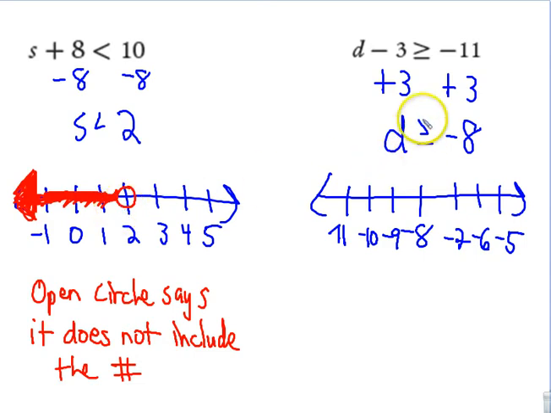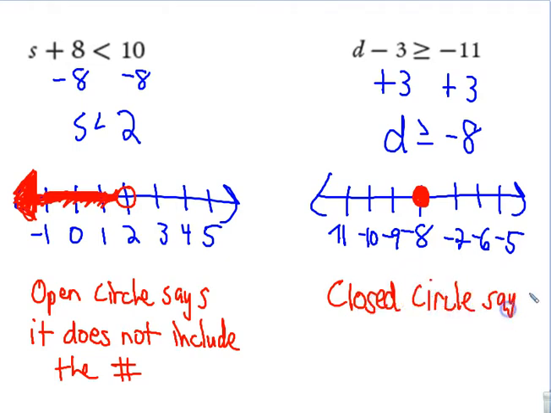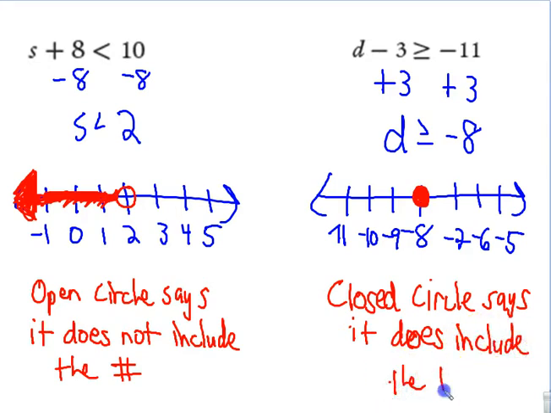Now, this one, does it include negative 8? Yes, it does. So what I'm going to do is fill in that circle. This is called a closed circle. It says it does include the number. Okay, so it's a closed circle.